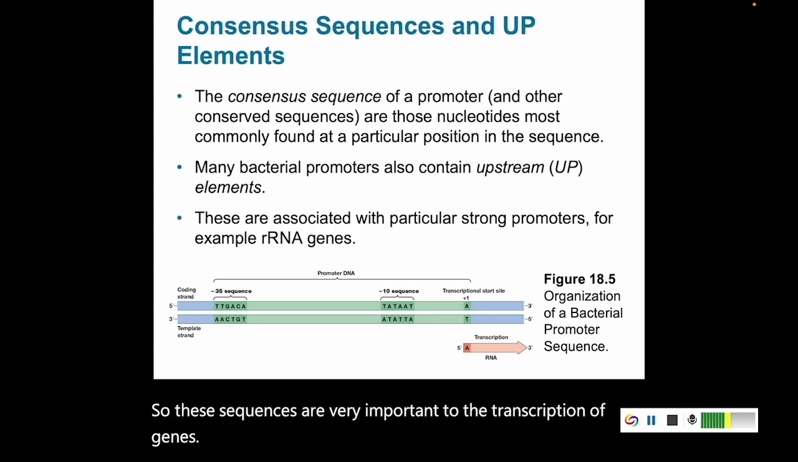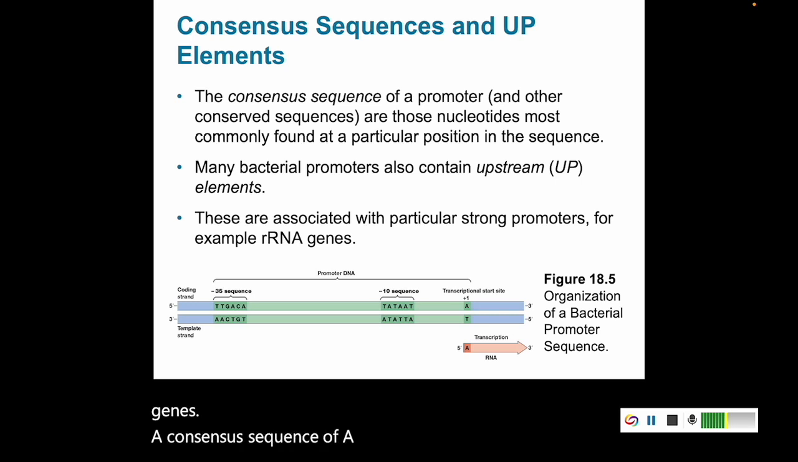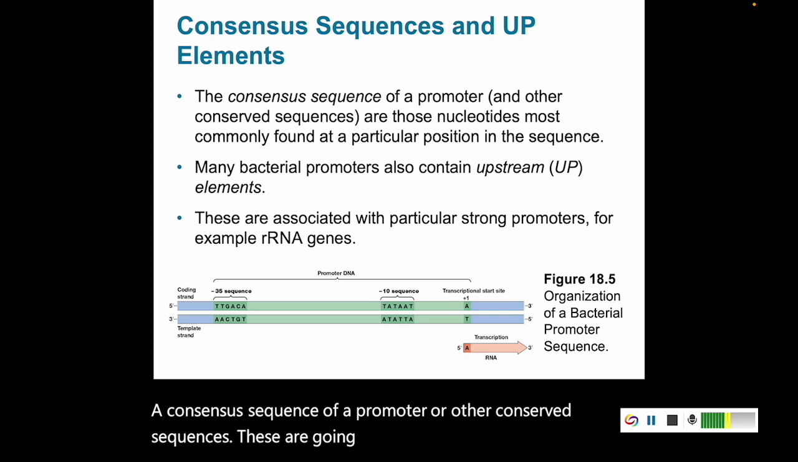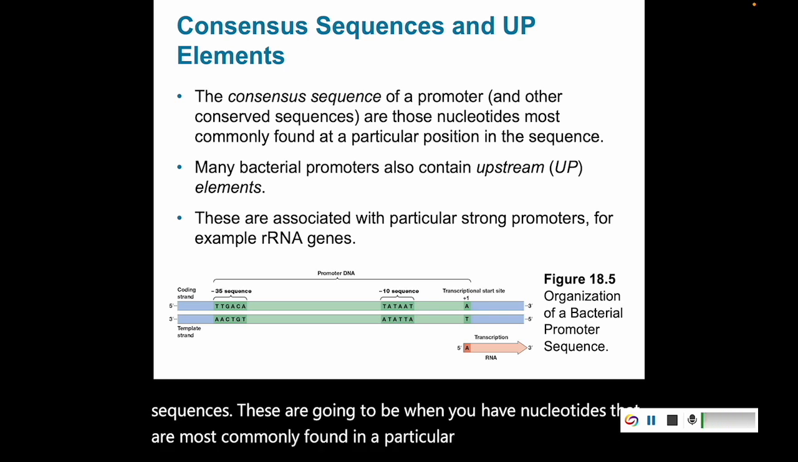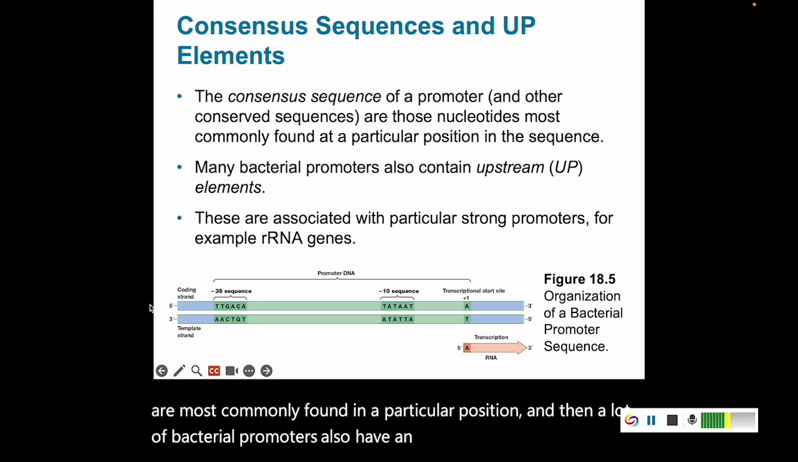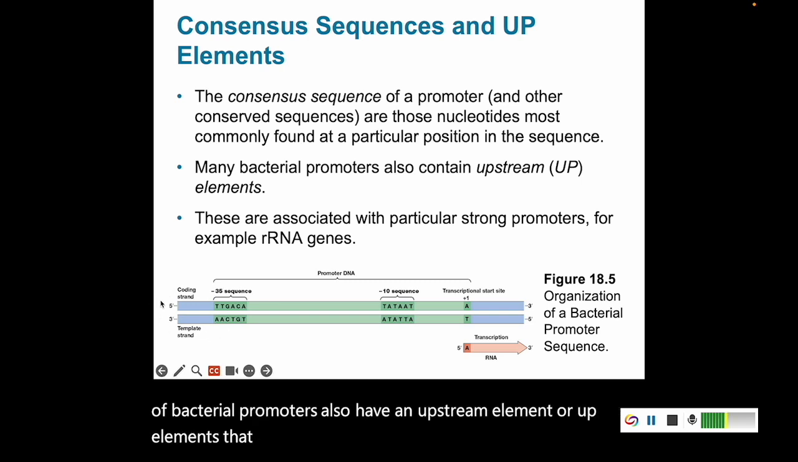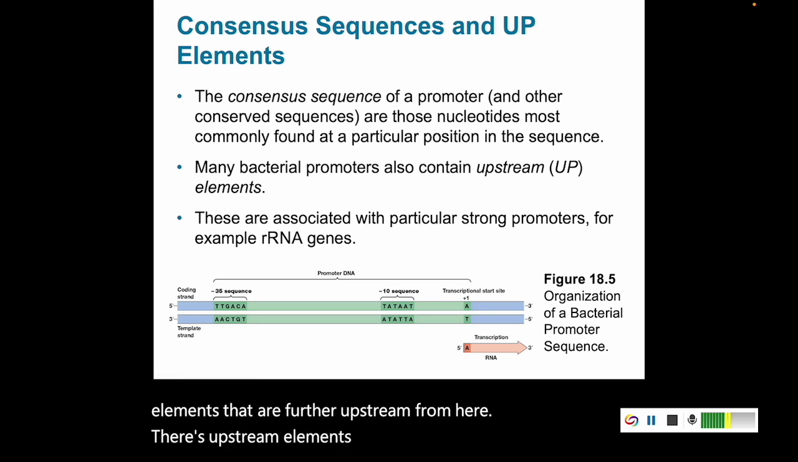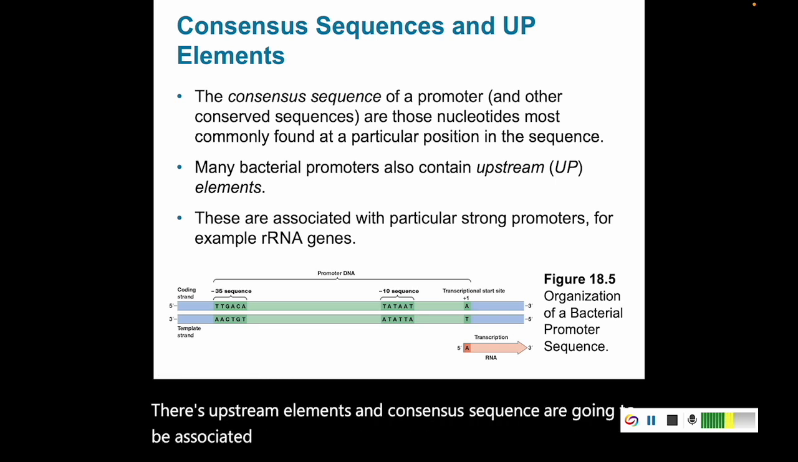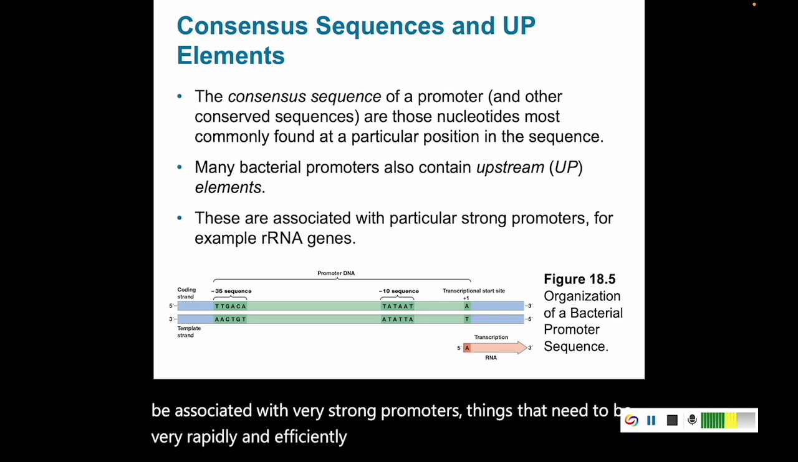A consensus sequence of a promoter or other conserved sequences, these are going to be when you have nucleotides that are most commonly found in a particular position. And then a lot of bacterial promoters also have upstream elements or up elements that are further upstream from here. Those upstream elements and consensus sequence are going to be associated with very strong promoters, things that need to be very rapidly and efficiently transcribed. For example, our RNA genes, you need to be constantly making lots of ribosomes.